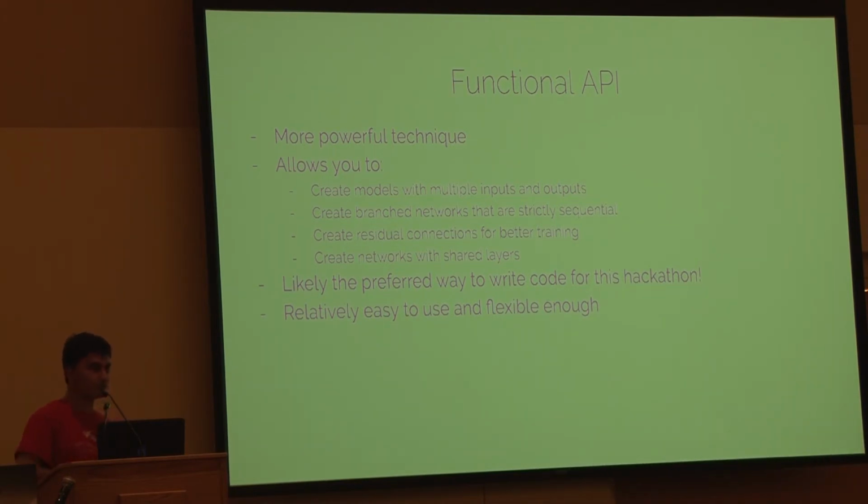Residual connections, you don't need to know too much about that, but basically you can have the input and add it after an activation. So all of these examples are situations where the data doesn't flow sequentially from input to output. You want to do something special with it. In that sense, you cannot use the sequential API. You need something more complex that allows you more flexibility, and that's what the functional API does.